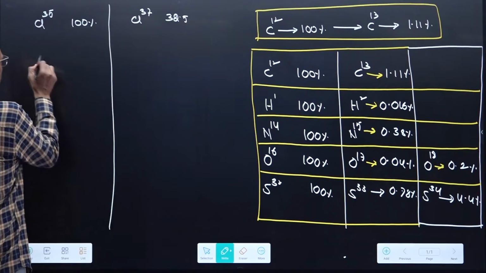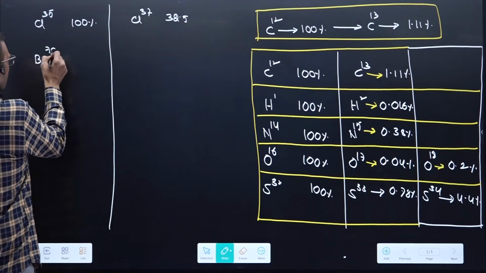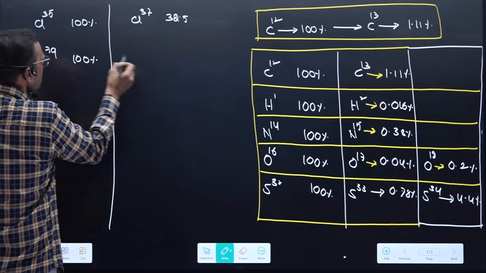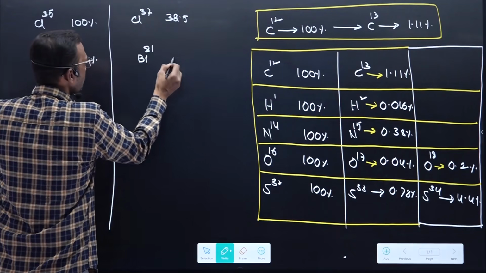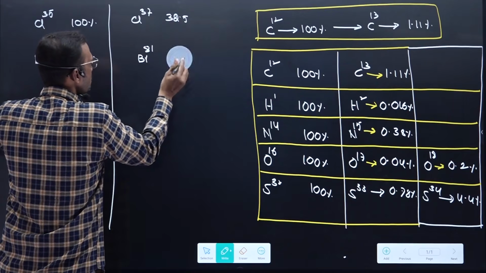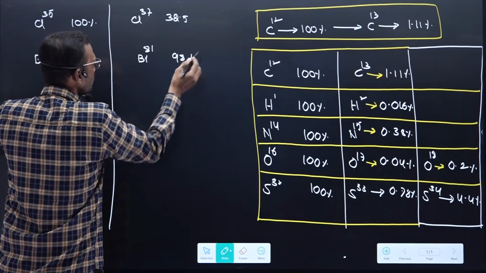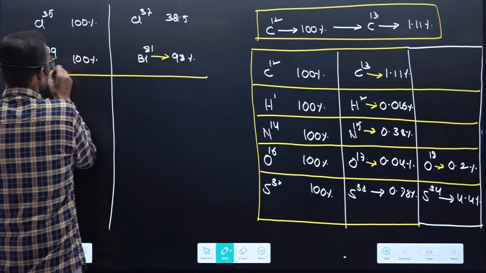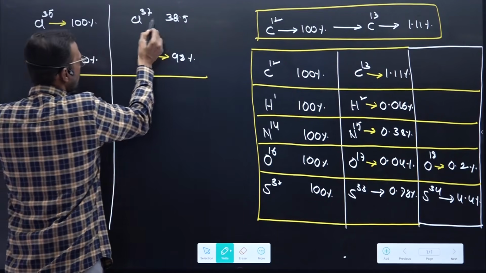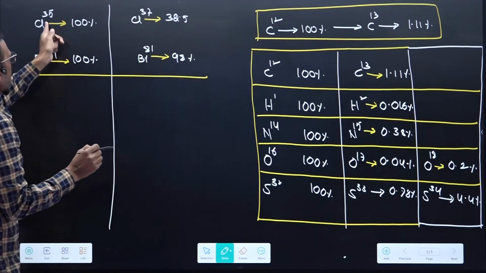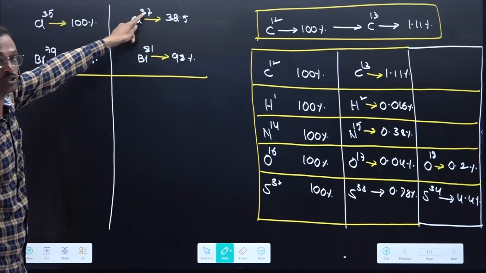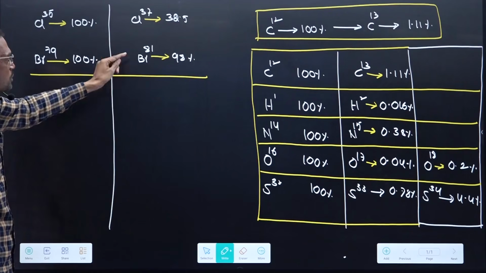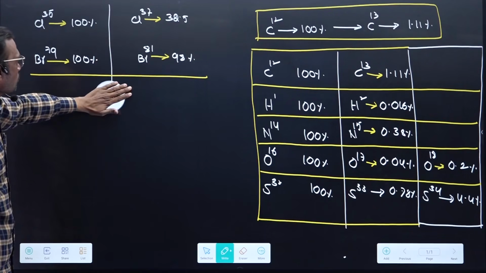Chlorine and bromine. Bromine 79 should be taken as 100%. Bromine 81 is taken as 98%. See this isotope. Only bromine is the element whose abundance is almost equal to lighter isotope. See, chlorine 35, 37: lighter and heavier, the difference is plus 2. And here also the difference is plus 2. So there is no plus 1 isotope for bromine.